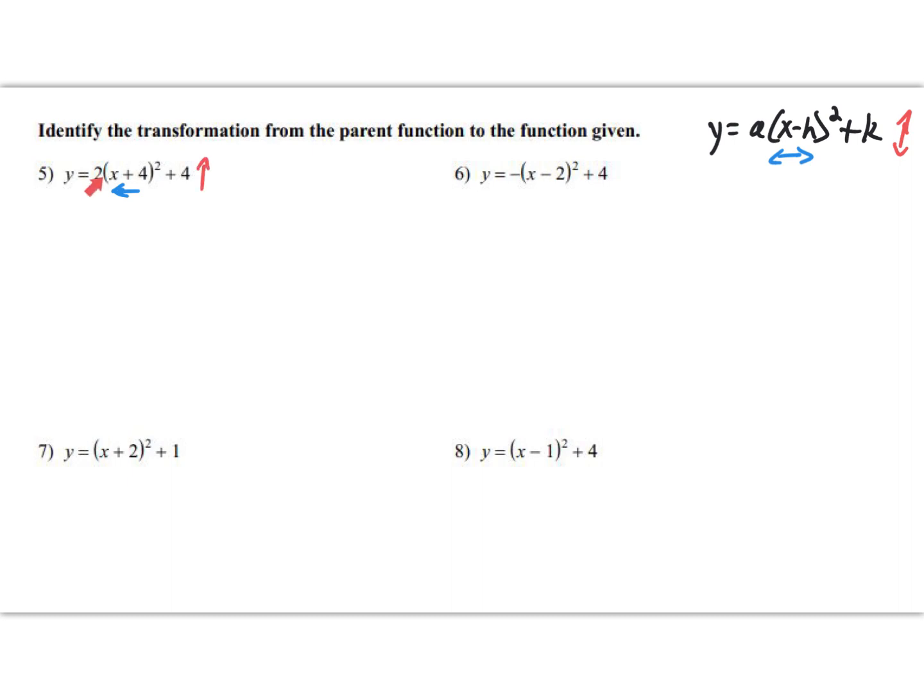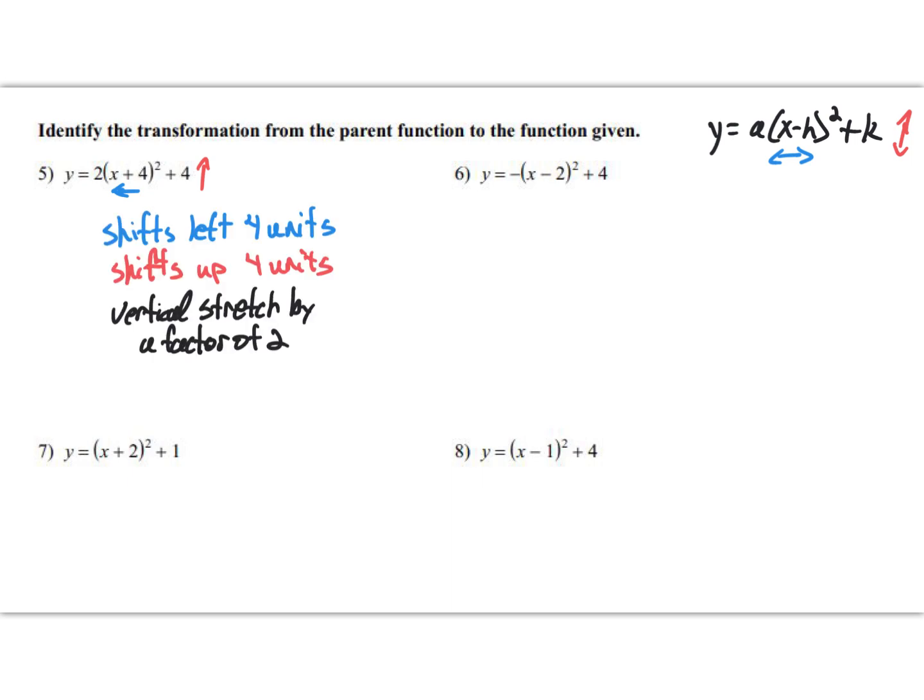Now, the other thing we need to consider is the a value. That's a 2. That's going to deal with what we call vertical stretch or vertical compression. If it's a number greater than 1, then it's a stretch. It's being made skinnier, okay, vertically. All right, so again, the answer for this one is that it shifts left 4 units, it shifts up 4 units, and it's a vertical stretch by 2. And we also want to identify that it opens up. And we know it opens up because of the positive a value.